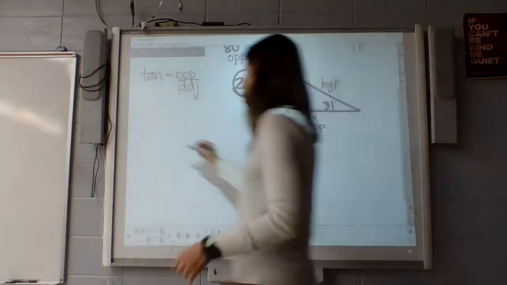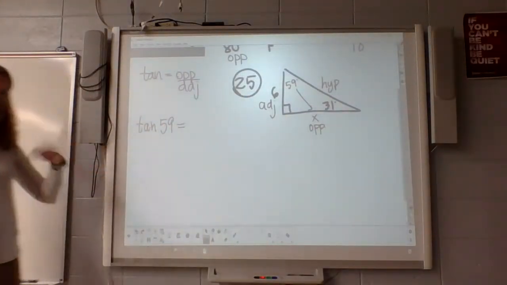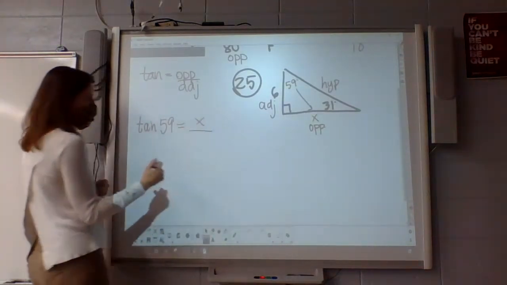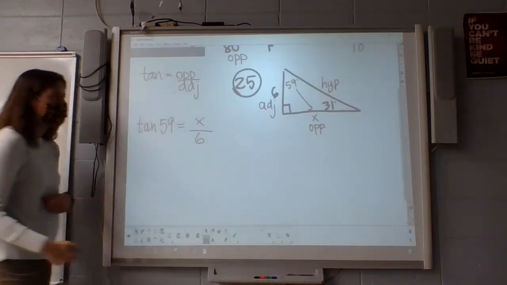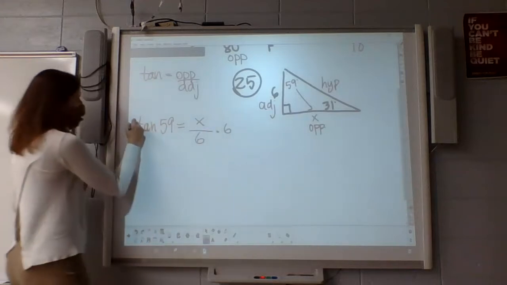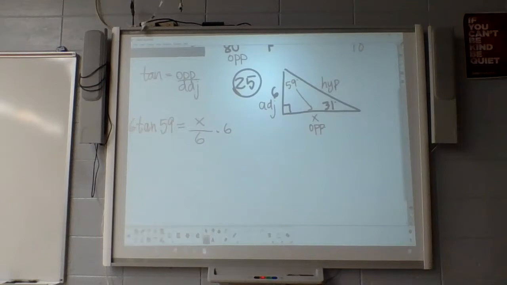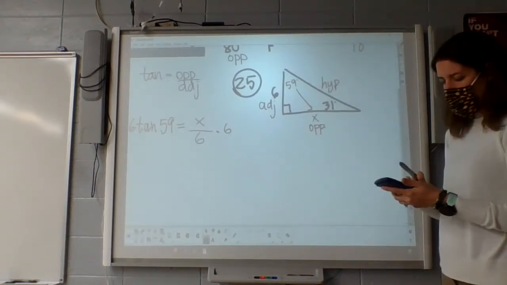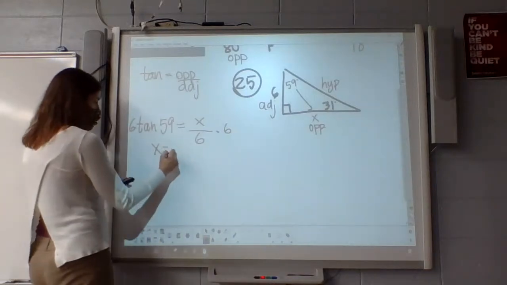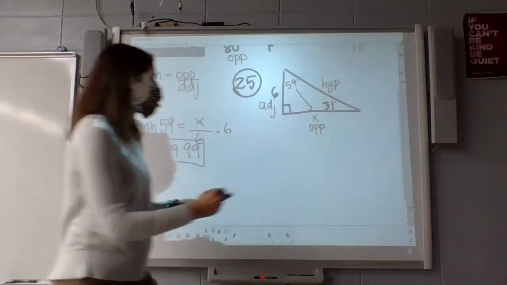So we're going to do tangent of 59. The reason we're doing that is because we don't like that x in the denominator, and we're going to have to deal with that today. So x over 6, opposite over adjacent. I'm going to multiply each side by 6 to get my value for x. So 6 times the tangent of 59, I find out x is about 9.98, so very close to 10. That's my x value.